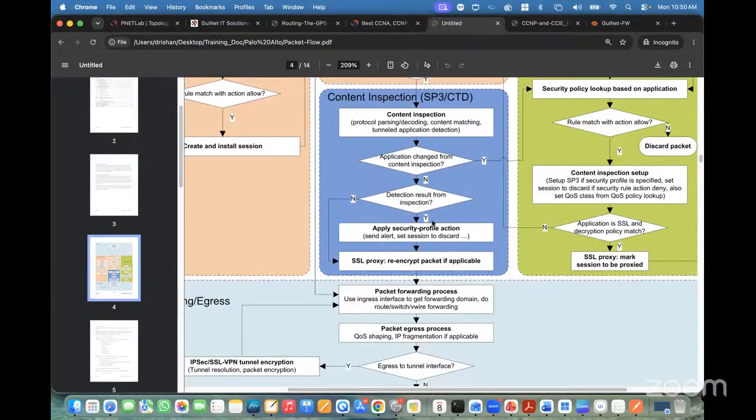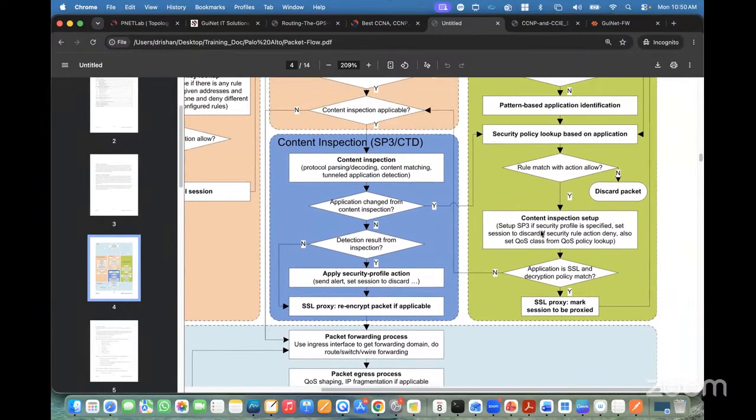In this particular slide you are asking, or something else? No, sir. In the green box, on the right side, this application. Okay, pattern-based. Okay, this.